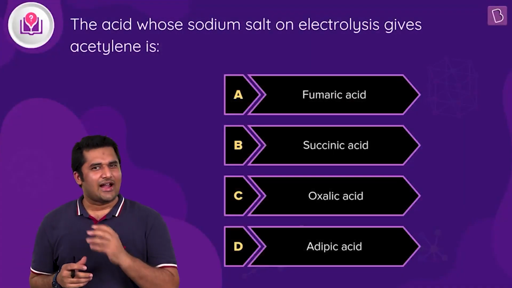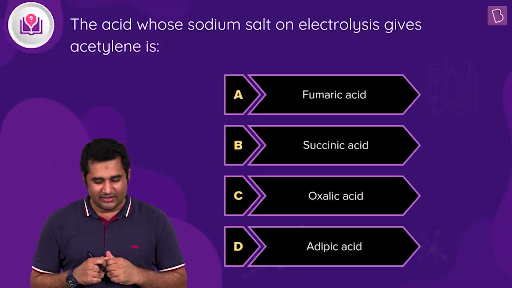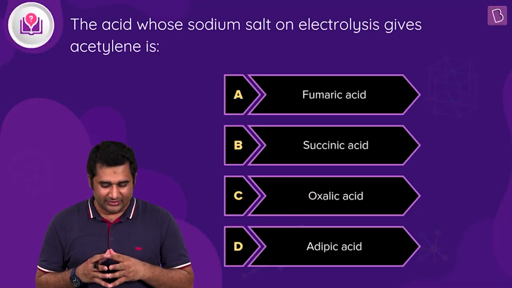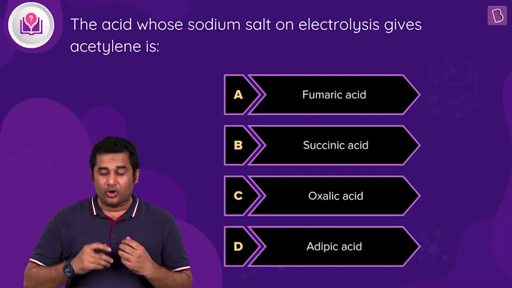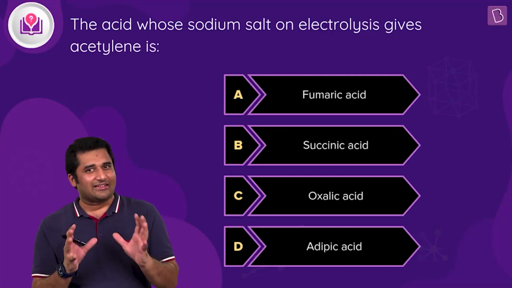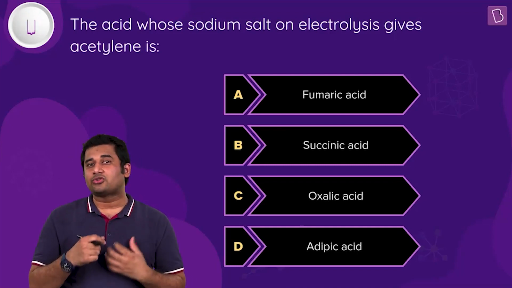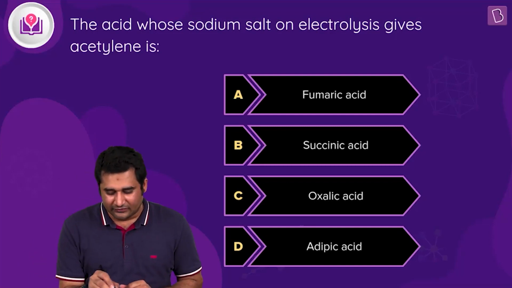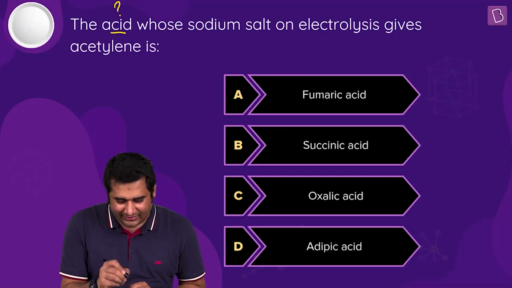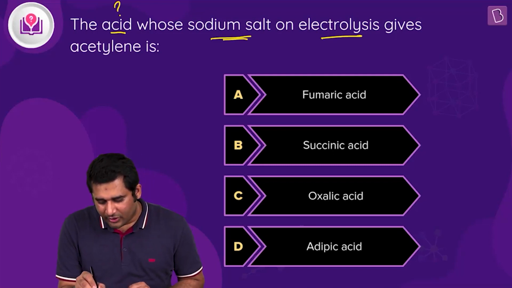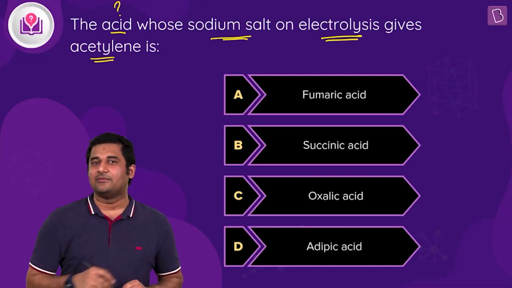Hi, let's have a look at this interesting question. What we have to find out is which acid, the sodium salt of which upon electrolysis will give you acetylene. So here we have to find the acid whose sodium salt upon electrolysis will give you acetylene.